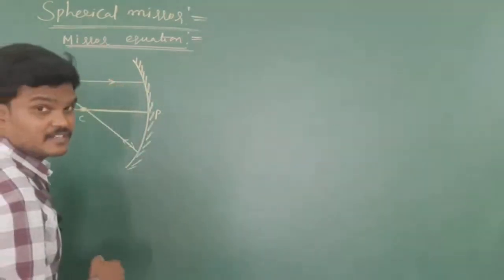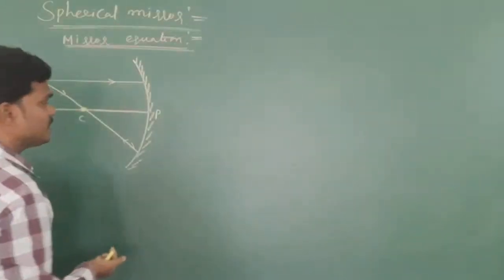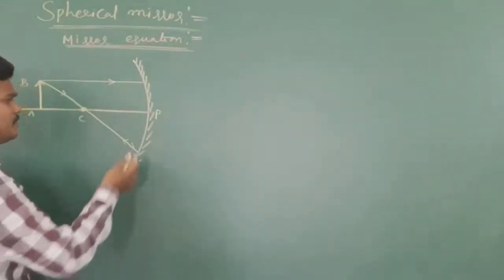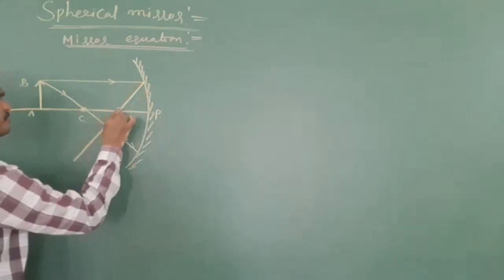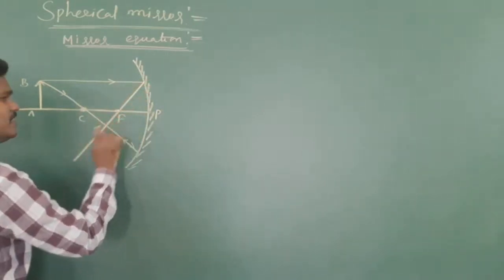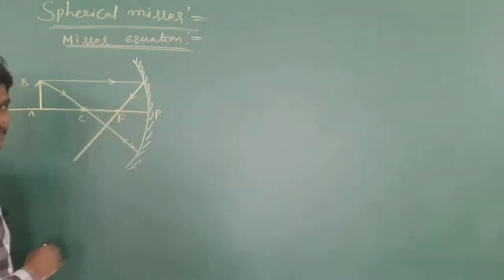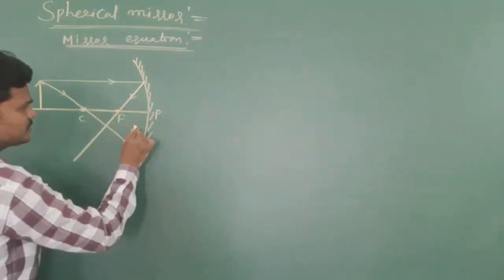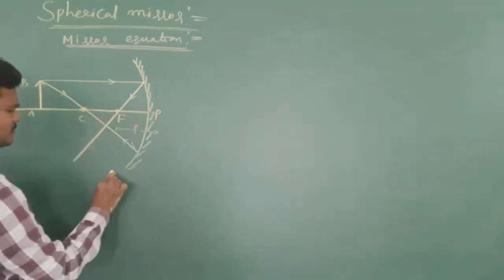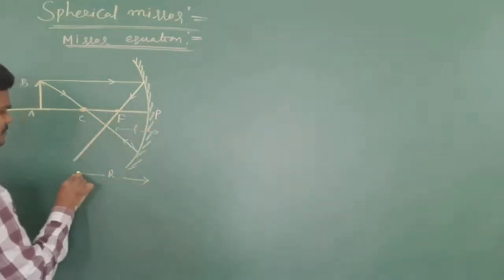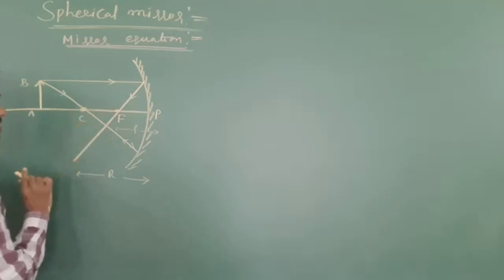Okay. One more light ray parallel to the principal axis. No doubt, as the light ray is parallel to the principal axis, it undergoes reflection and will be focused at the principal focus. This is F. Observe the diagram carefully. P to F is small f. P to C is R.